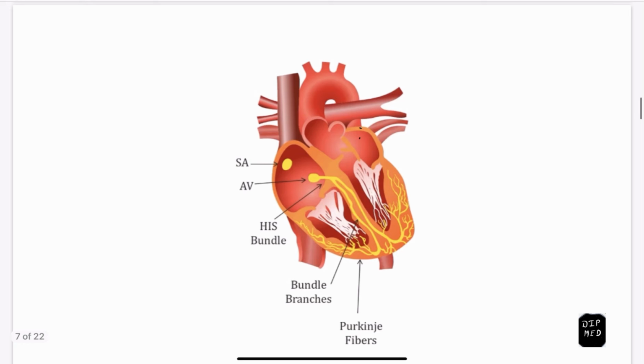Now let's talk about what's happening in atrial fibrillation at the cellular level. Normally, the SA node generates waves of depolarization which pass through the AV node, followed by the bundle of His, right and left bundle branches, Purkinje fibers, and finally reach the ventricles.